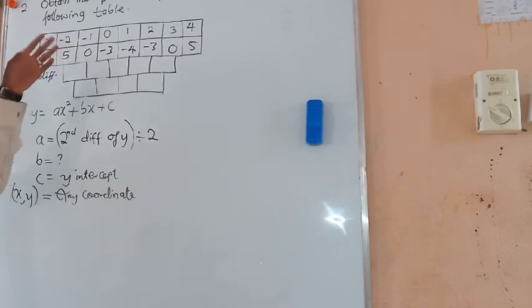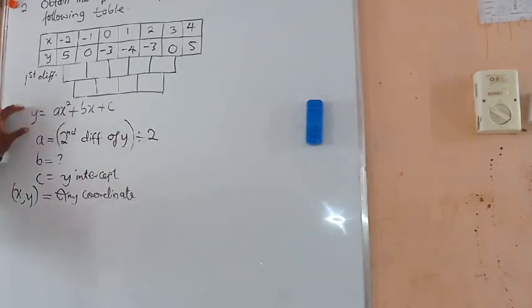Going to obtain this quadratic equation, please listen. The quadratic equation used to form this table, and the general quadratic equation is given as y equal to ax squared plus bx plus c. And we have to obtain each of these values.